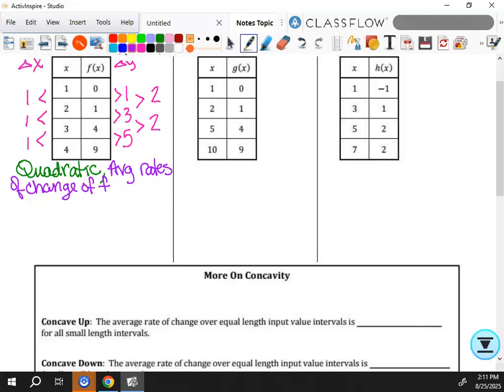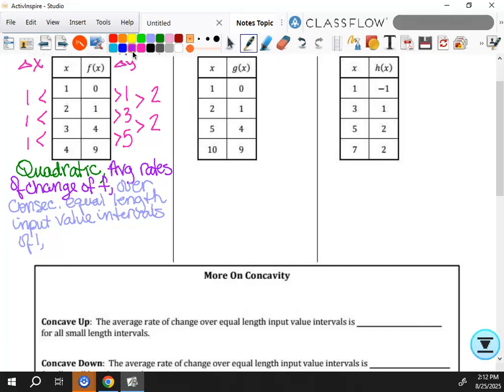All right, so average rates of change of f, and then I will say over, and I'm going to abbreviate consecutive with consec. That's fine. It's kind of all I can abbreviate right now. Over consecutive equal length input value intervals of 1.